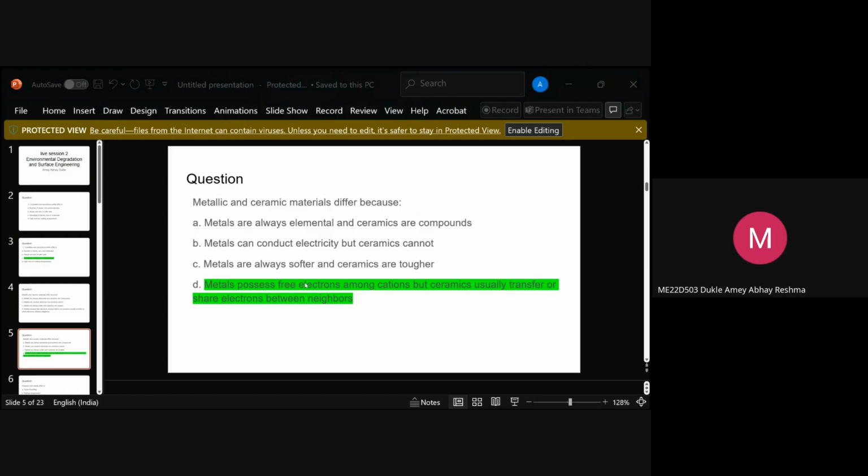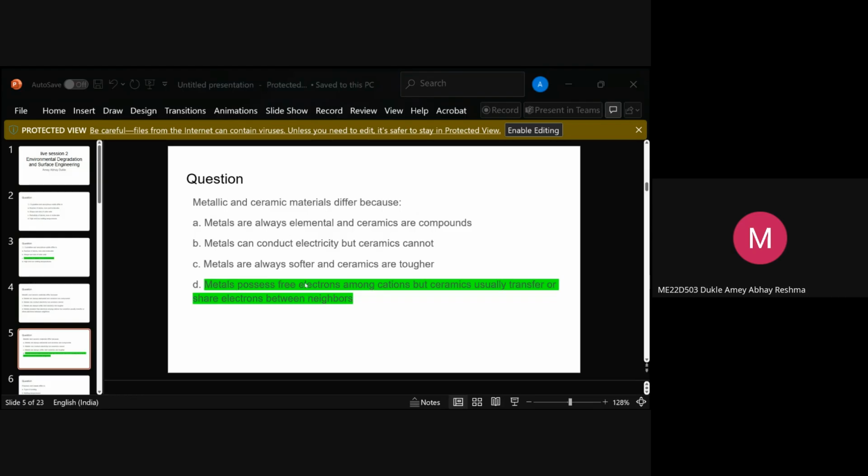We all know about the metal alloys. So obviously, metals need not always be elemental. Similarly, for ceramics also, it can be in elemental form also. Metals can conduct electricity, but ceramics cannot. It cannot be a generalized statement, because many times the metals cannot conduct electricity.